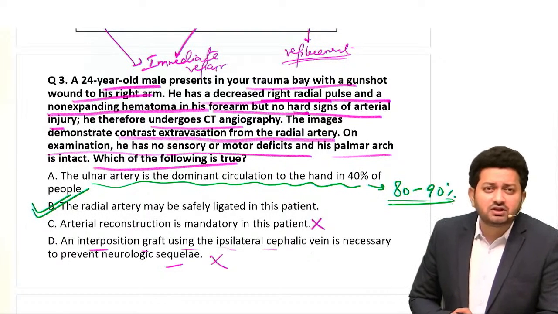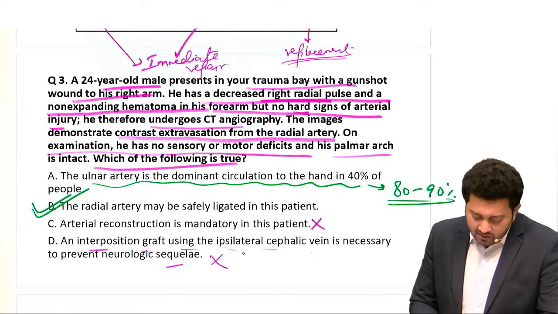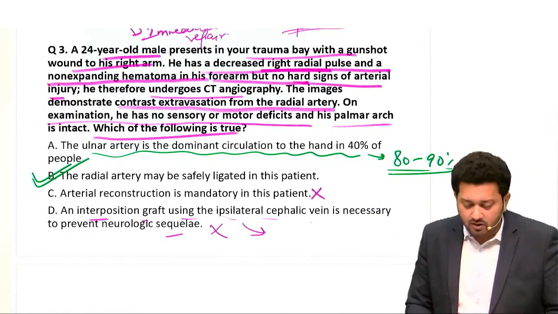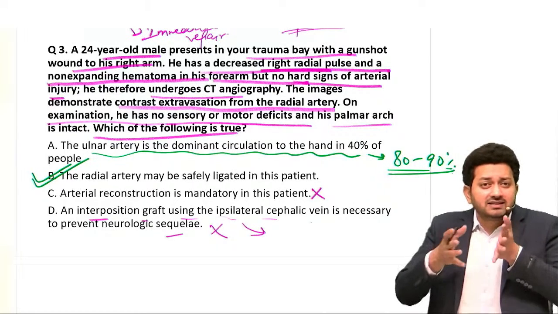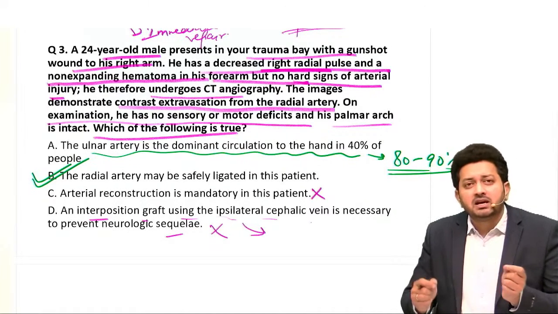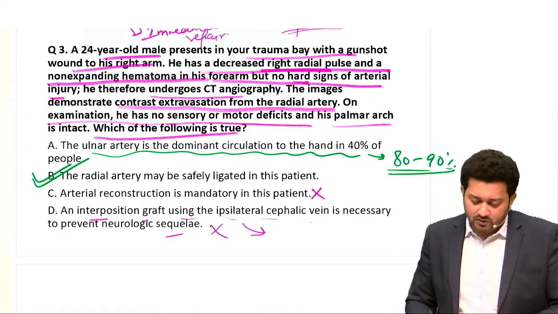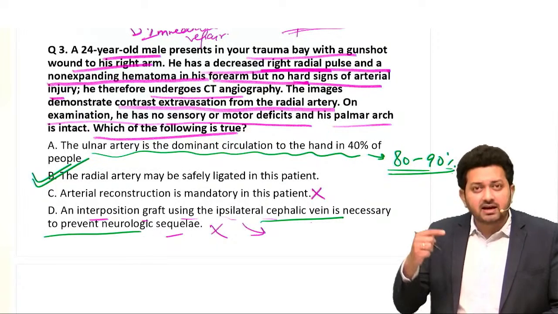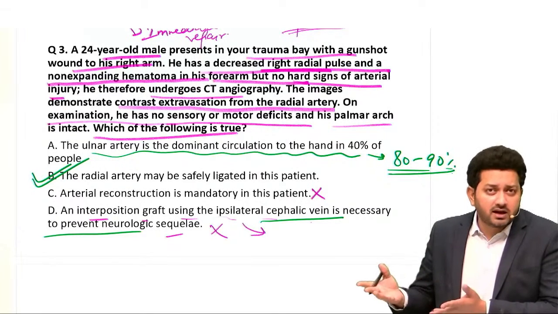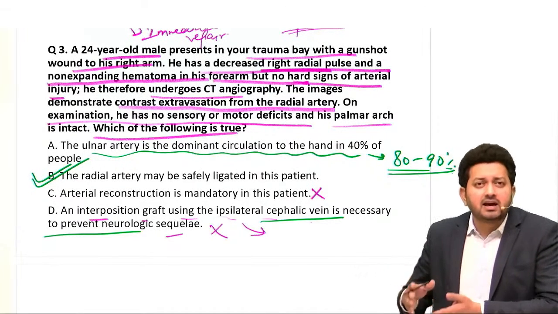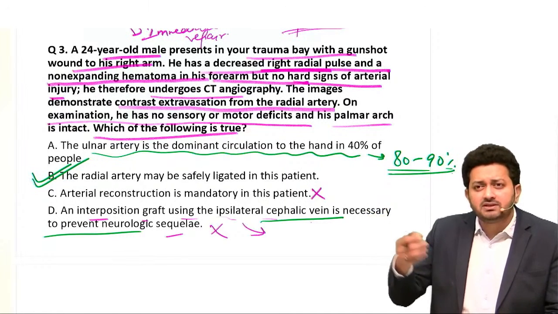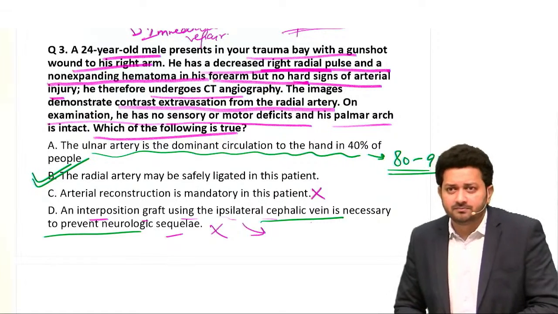Interposition graft is needed when this is an end artery. Okay, this you can do. Suppose the question says injury to brachial artery, or injury to axillary artery. If it is an end artery, then if you ligate, there can be permanent damage. In those cases, you can do a vein graft. If it is an end artery, like internal carotid, femoral artery, external iliac artery, where ligation can lead to permanent damage, then you can do that. Otherwise, there is no need.